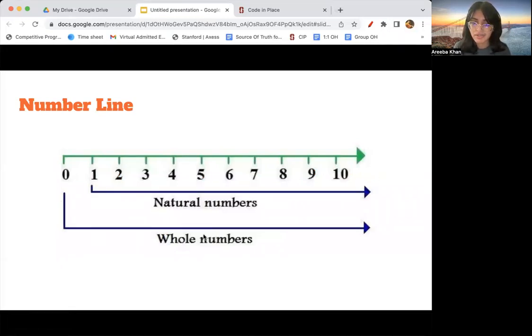Here we just have some labels. So this whole thing will be whole numbers. Do note that this does not include decimals or fractions. And then natural numbers are everything in whole numbers except 0. So this was a positive number line.